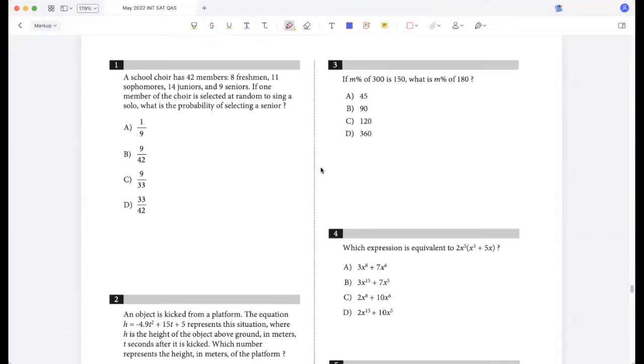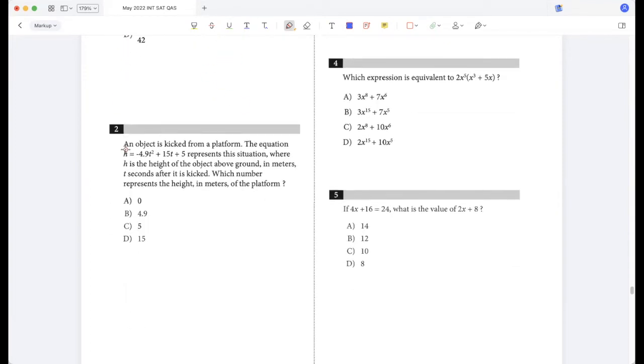Question 1. A school choir has 42 members: 8 freshmen, 11 sophomores, 14 juniors, and 9 seniors. If one member of the choir is selected at random to sing a solo, what is the probability of selecting a senior? So out of 42, you have 9 seniors. So 9 by 42.